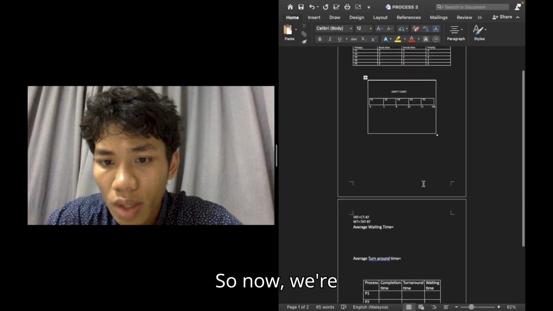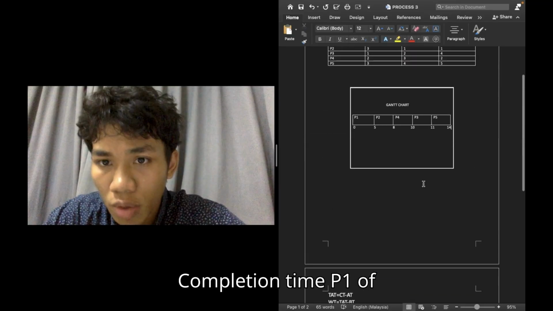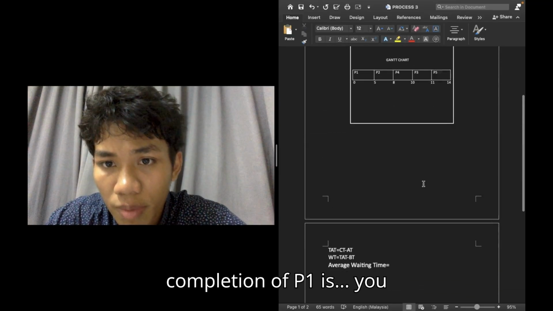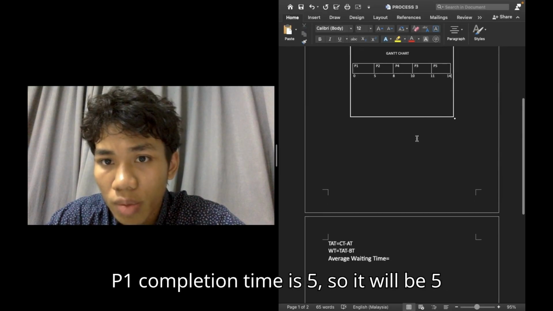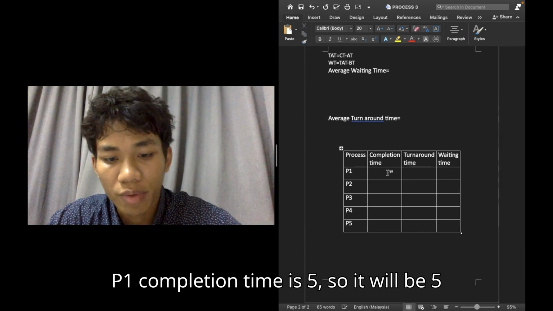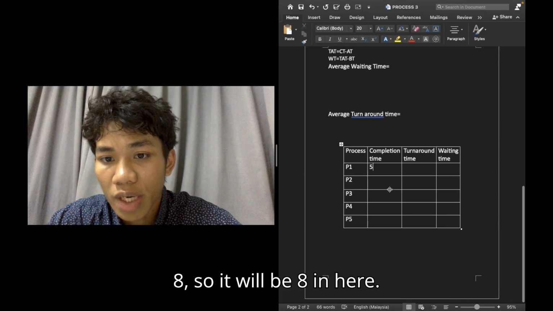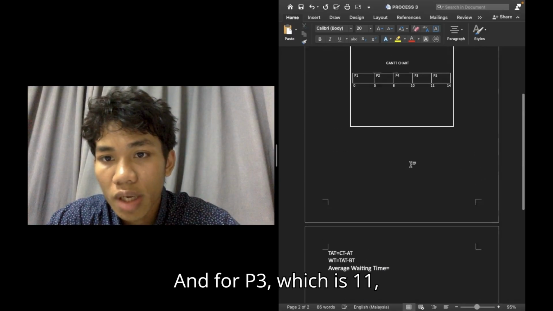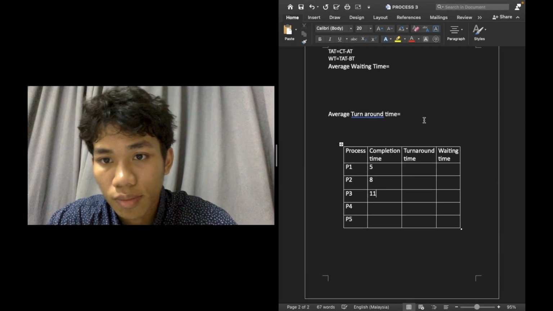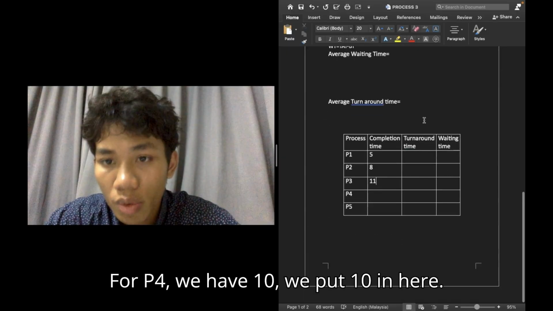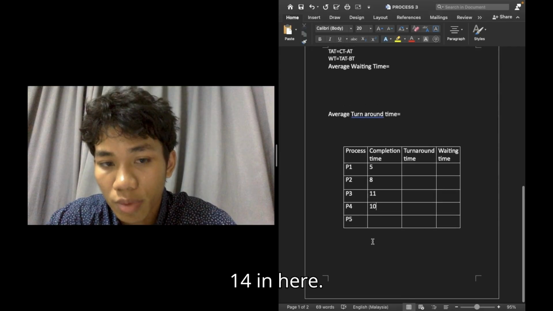So now we're going to do the completion time. The completion time of P1 is 5, so it will be 5 here. For P2, it is 8, so it will be 8 in here. For P3, it is 11 here. For P4, we have 10, so we put 10 in here. For P5, we have 14, so we put 14 in here.